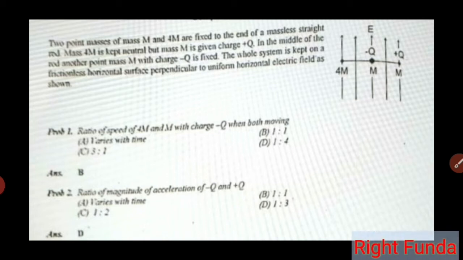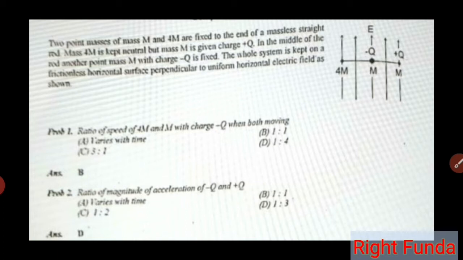Two point masses of mass capital M and 4 capital M are fixed to the ends of a massless straight rod. Mass 4m is kept neutral, but mass capital M is given a charge plus q. In the middle of the rod, another point mass capital M with charge minus q is fixed. The whole system is kept on a frictionless horizontal surface perpendicular to a uniform horizontal electric field as shown.